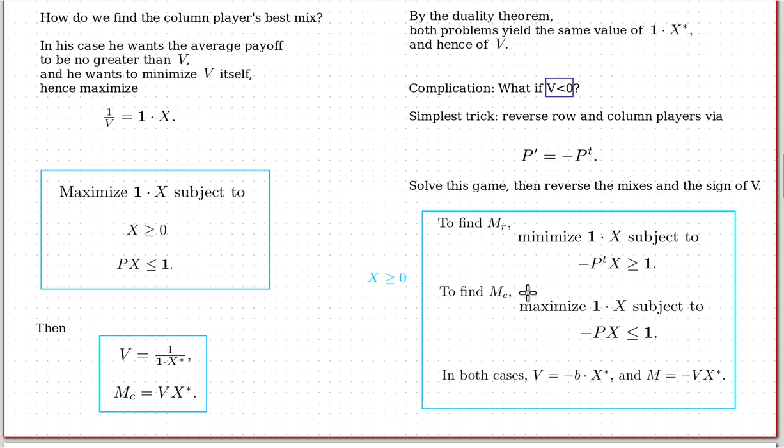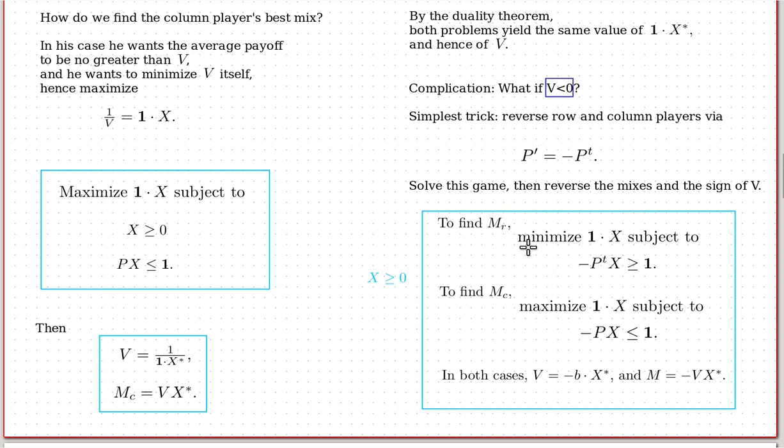And to find the best mix for the column player, you maximize 1·x subject to minus P times x is less than or equal to 1. Right? So notice that the main difference is that I changed the sign in the constraint here. Instead of having positive P transpose and positive P, I had negative P transpose and negative P.